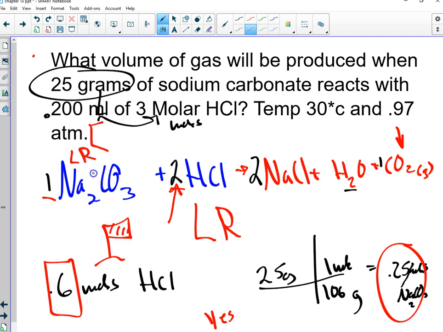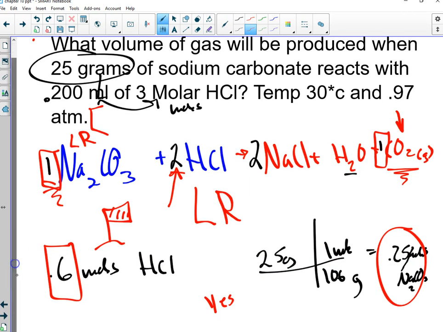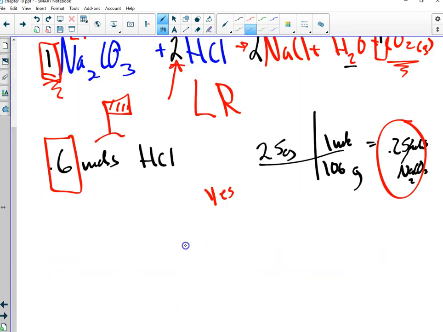Okay. Now the math from here is not that bad. If you'll look, for every one of these consumed, how many of these are made? 1. So the amount of carbon dioxide produced is equal to the amount of moles of Na2CO3 that I started with, which is this number, right? 0.24. Make sure I don't write 0.25 again. All right. So now, in the end, I now have 0.24 moles of CO2.